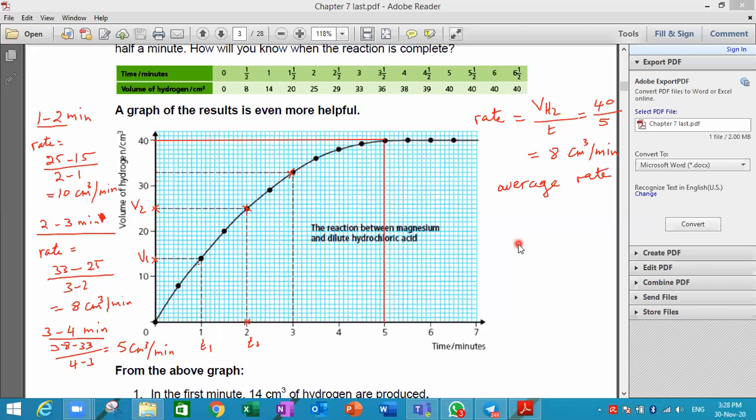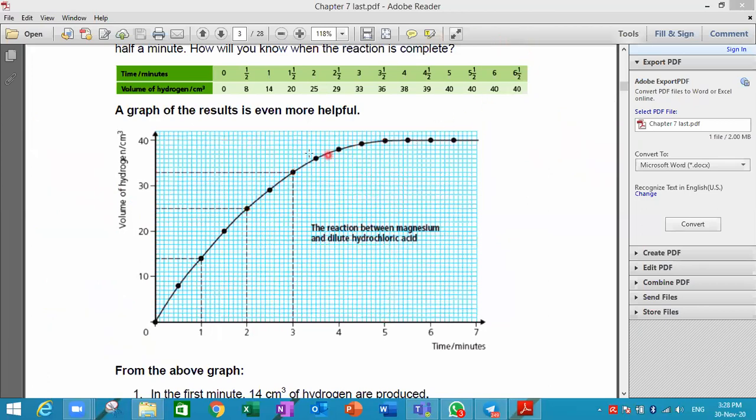Okay. Now, you can also be asked to calculate, for example, the rate at a certain time. For example, if he says, what is the rate at minute 3 itself, not between an interval 2 and 3, at 3 minutes exactly. So what are we going to do in this case? If he asks us to calculate the rate at minute 3 exactly, then we have to draw a tangent to this point.